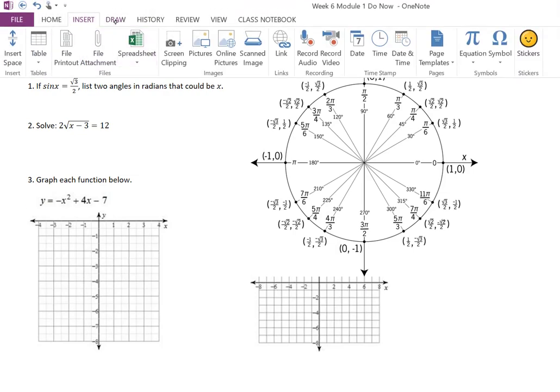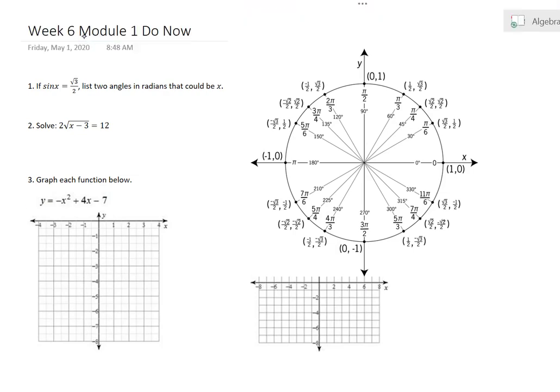Okay, so if sine of x equals square root 3 over 2, that means my y value is square root 3 over 2. That happens here and here. And it's positive, so those are the only two that I have so far on my unit circle. So it's going to be pi over 3 or 2 pi over 3.